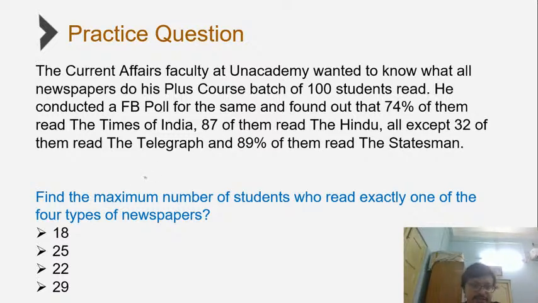The final question in the set: find the maximum number of students who read exactly 1 newspaper. So, the maximum people who read exactly 1 newspaper.